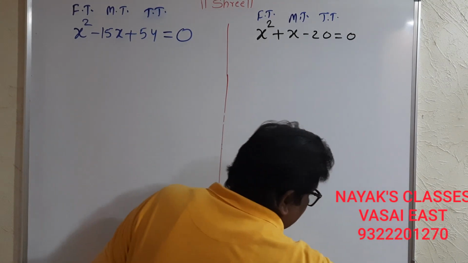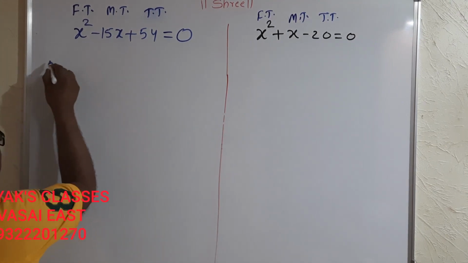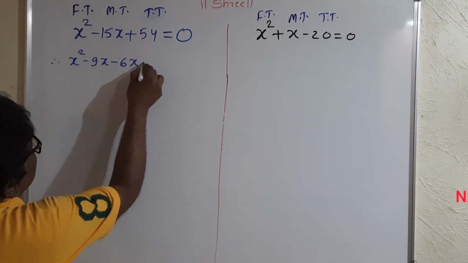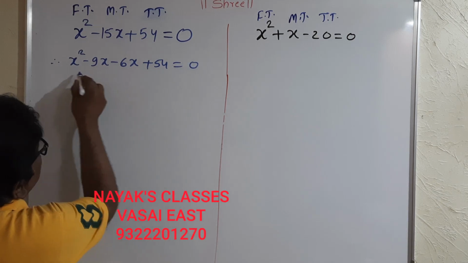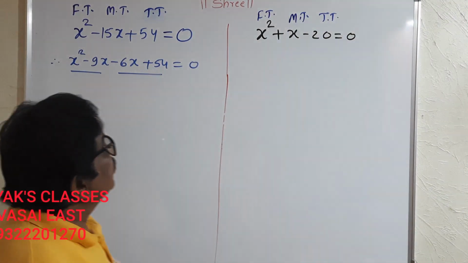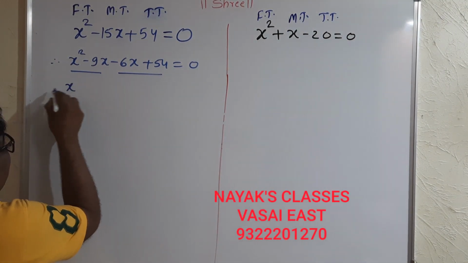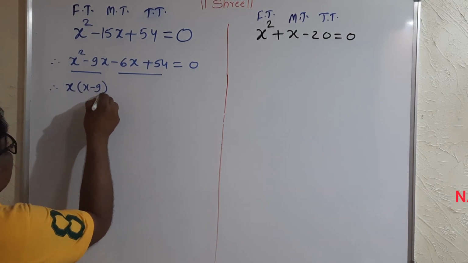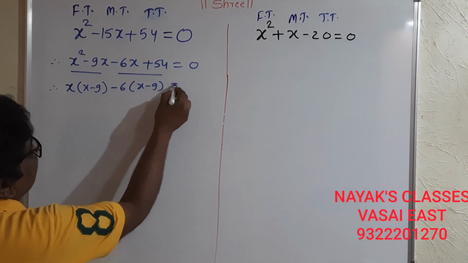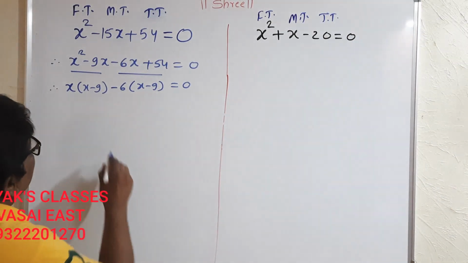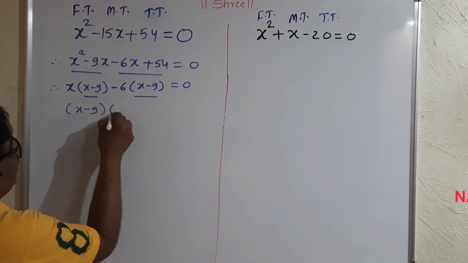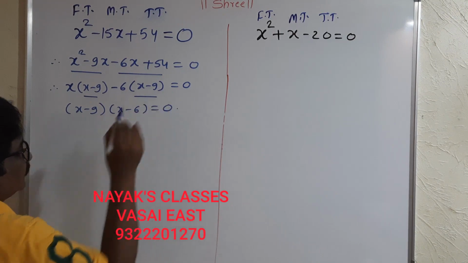So the final numbers are minus 9 and minus 6. Therefore, x square minus 9x minus 6x plus 54 is equal to 0. Now taking out the commons, x into bracket x minus 9 minus 6 into bracket x minus 9 is equal to 0. Again these two are common, take them out, and the remaining is x minus 6 is equal to 0.